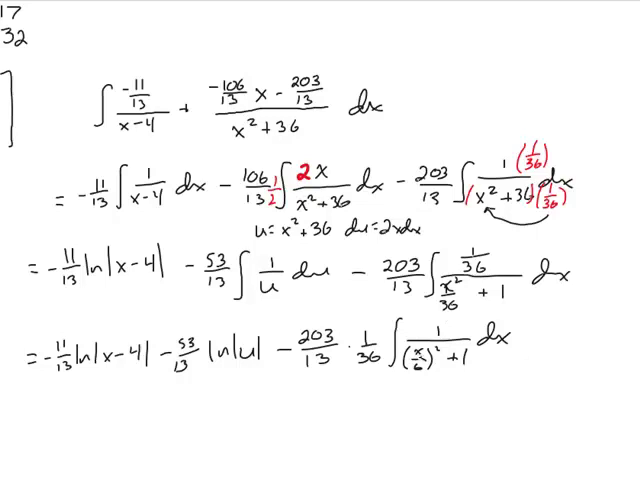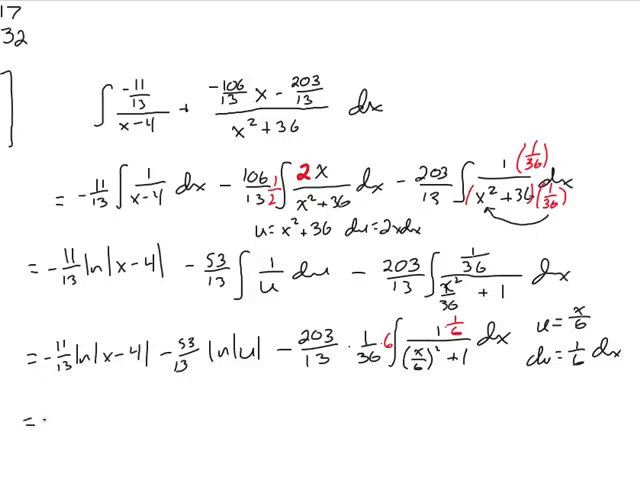Now, this is also a u sub. I'm going to let u equal x over 6. Then du is 1/6 dx. So once again, I need to make a little adjustment so I can get this in. I need to put in a 1/6 here. So that means on the outside, to compensate for that, I have to put in a 6. Okay?